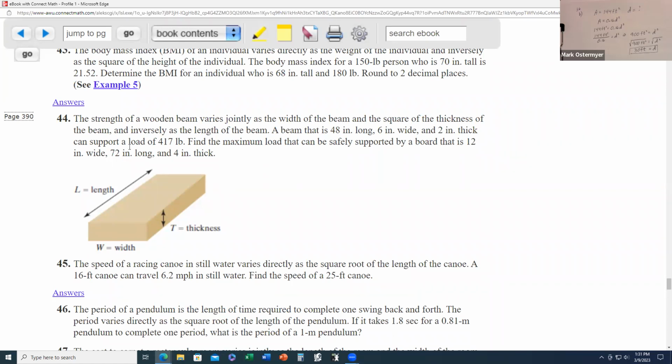This is classwork number 2, number 44. Classwork 2. Okay, go ahead and do that problem.